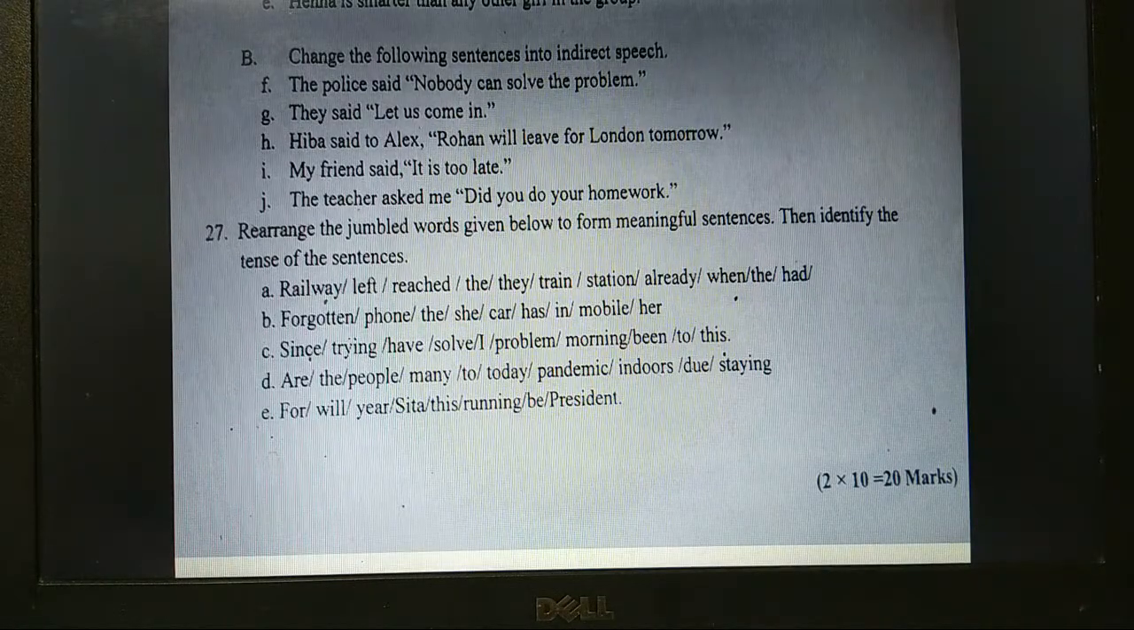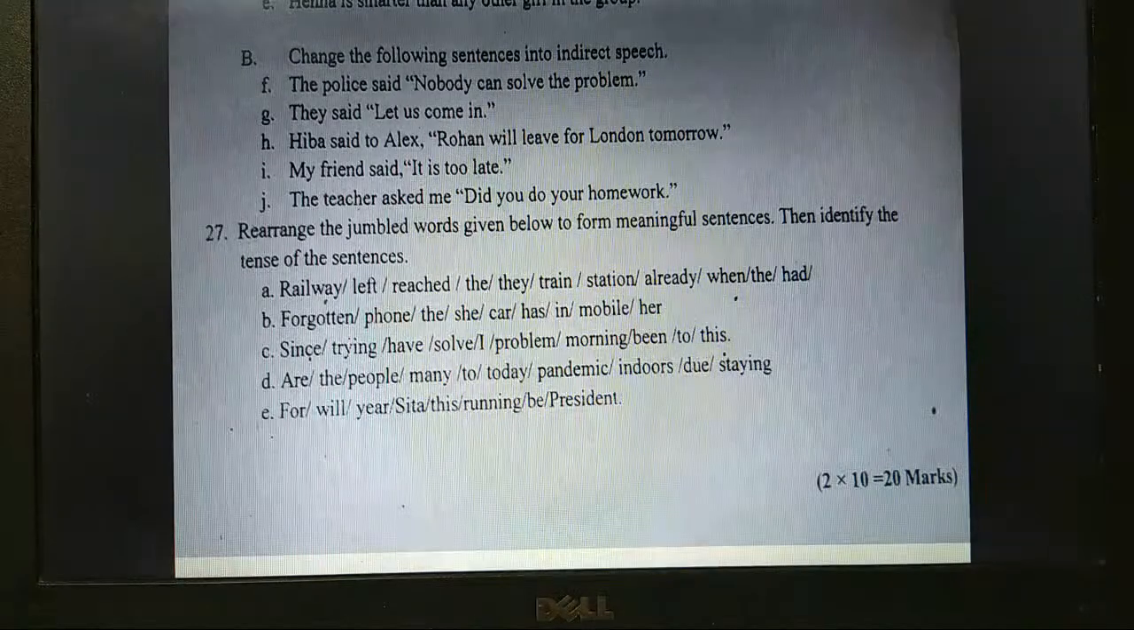Number 2, that is B. Forgotten phone the she car has in mobile her. The right order: she has forgotten her mobile phone in the car. The tense, present perfect.